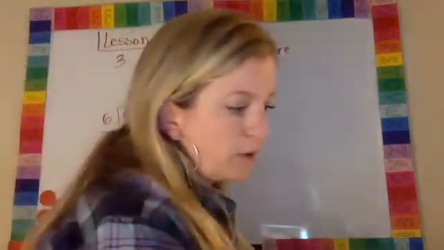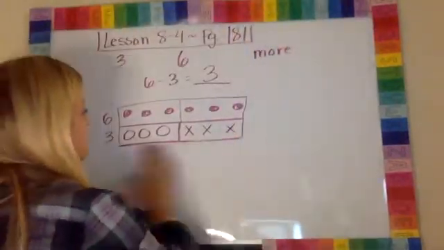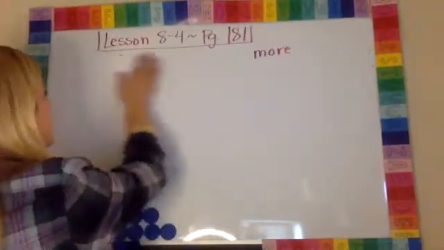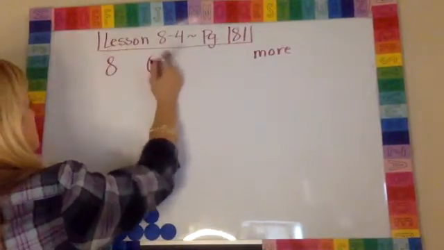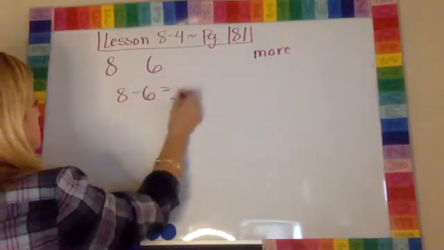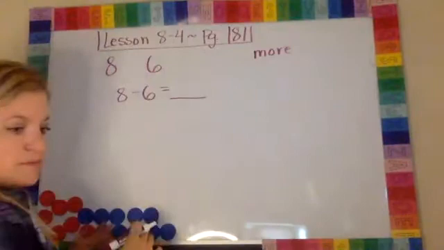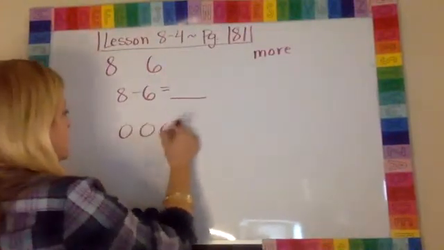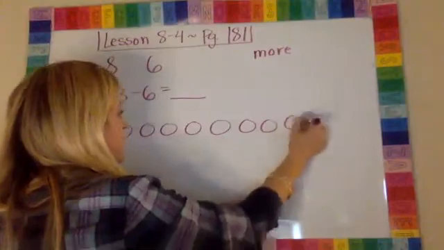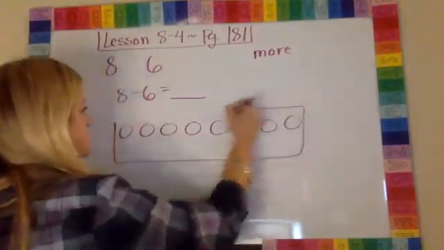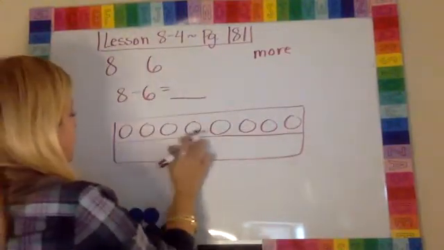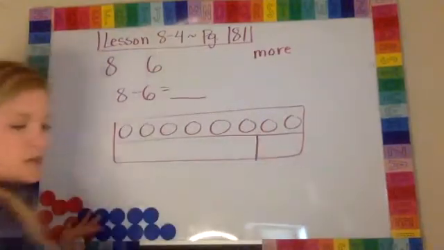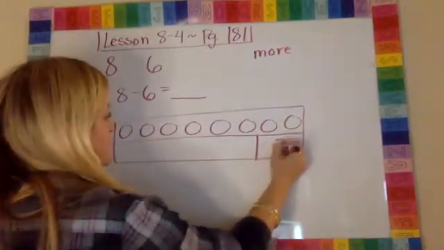So the next problem says 8 apples and 6 bananas. So we're needing to solve 8 minus 6 equals what? How many more apples are there? So I'll keep that. Then I'm going to draw my 8. 1, 2, 3, 4, 5, 6, 7, 8. Line across. And 6. 1, 2, 3, 4, 5, 6. So your line should be about there. And then it says question mark.